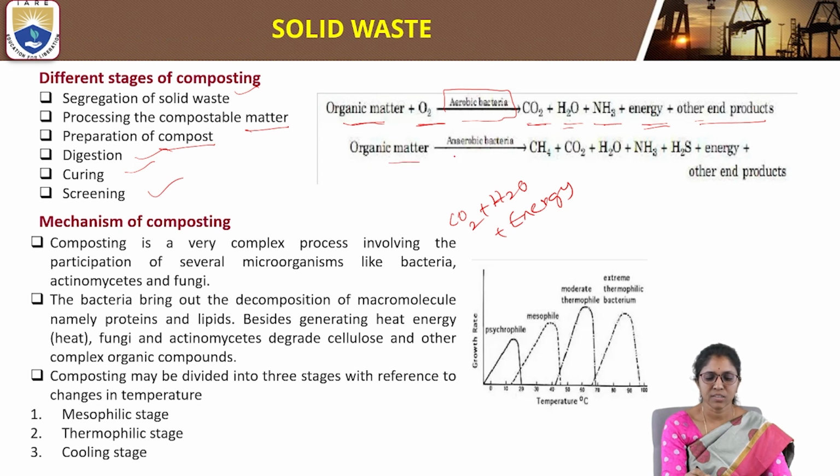When the organic matter is treated with anaerobic bacteria, this will give methane and CO2, H2O, ammonia and H2S as the main products, plus energy and other end products. So with aerobic bacteria we get carbon dioxide, water vapor, ammonia and energy. In the case of anaerobic bacteria, it will give carbon dioxide, water, ammonia, as well as methane and H2S, plus energy.